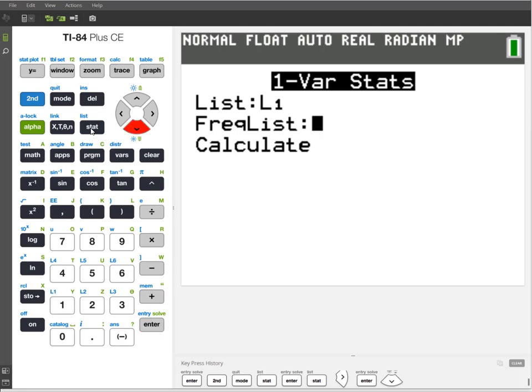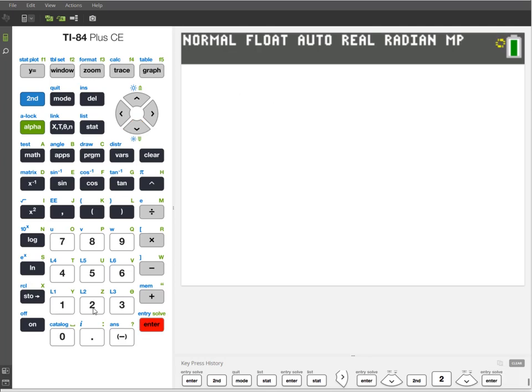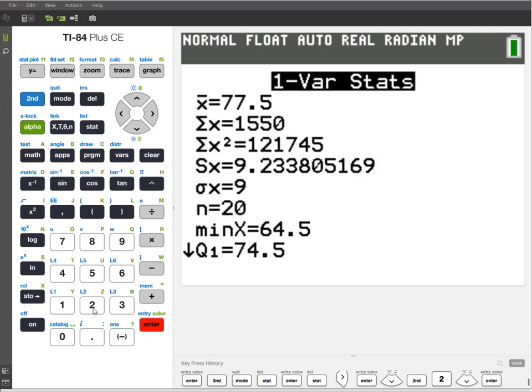Usually you leave it blank if you only have one list, but now we have a frequency distribution, so I need to go ahead and input that frequency list. In our case, that was L2. So I'm going to hit second, and then the number 2, to get L2. Now all I have to do is hit Calculate, and my calculator will do the rest for me.